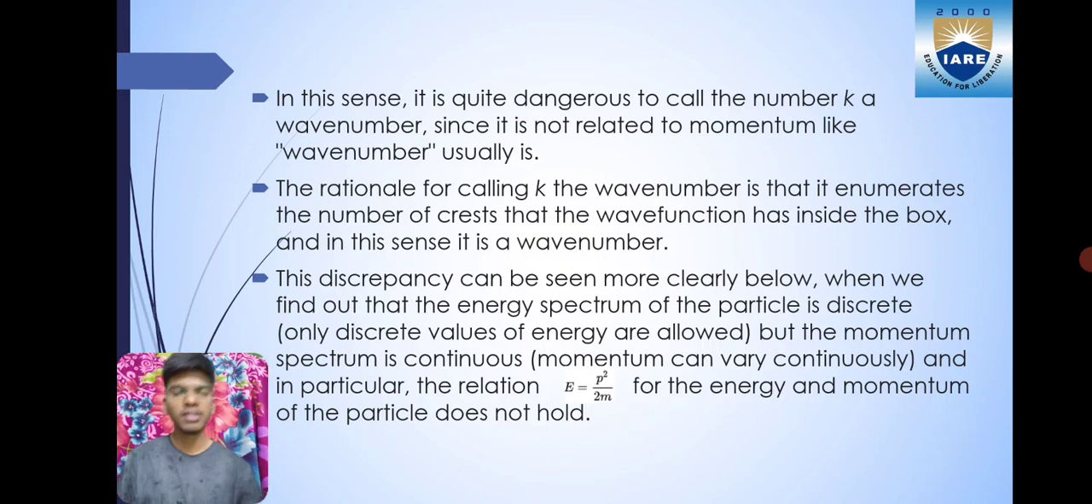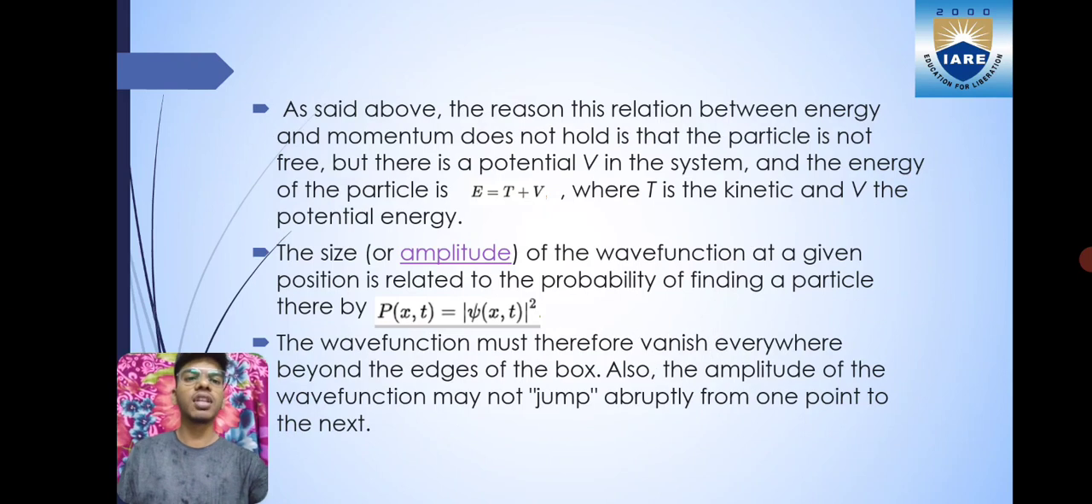And as said above, the reason this relation between energy and momentum does not hold is that the particle is not free, but there is a potential V in the system, and the energy of the particle is E equals T plus V, where T is the kinetic and V is the potential energy.